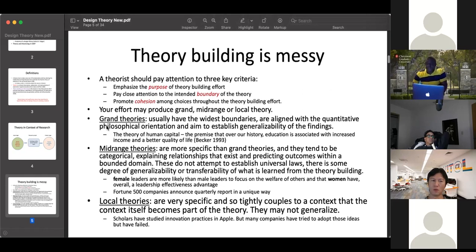So there are three levels of theories. We have the grand theories, which are usually what we call the kernel theories. We have the theory of human capital as an example. It's a grand theory. They have the widest boundaries, aligned with quantitative philosophical orientation, and aim to establish generalizability. In quantitative studies, we have more of these grand theories than in qualitative. We have more theories in positivist, natural science grounded in positivist philosophical orientation, than in the qualitative paradigm.